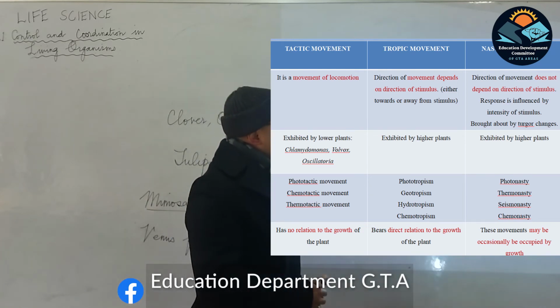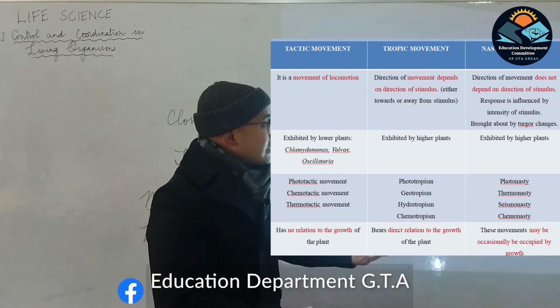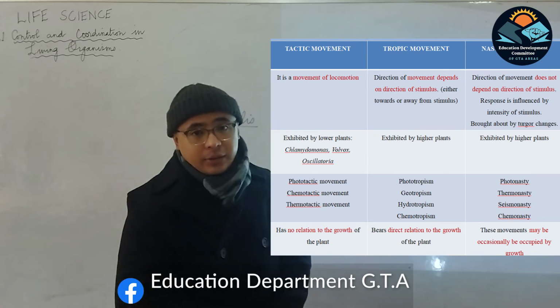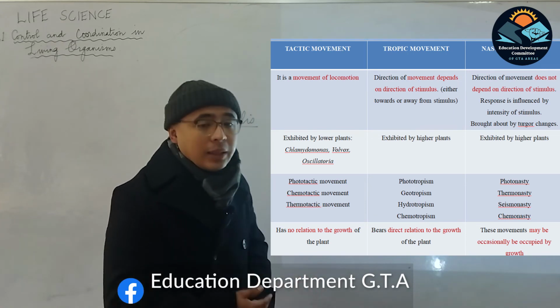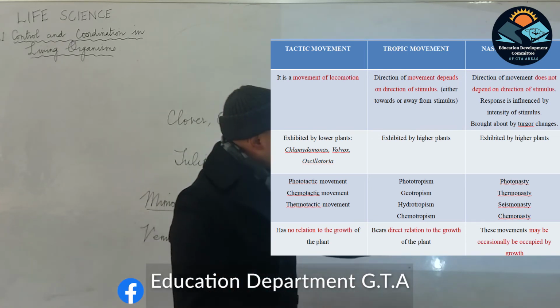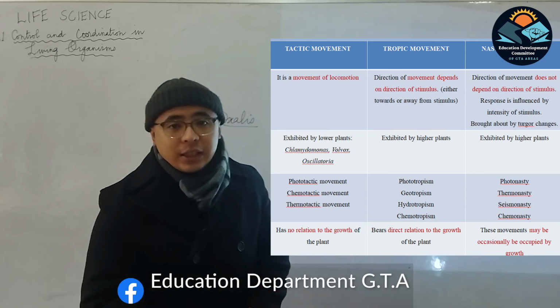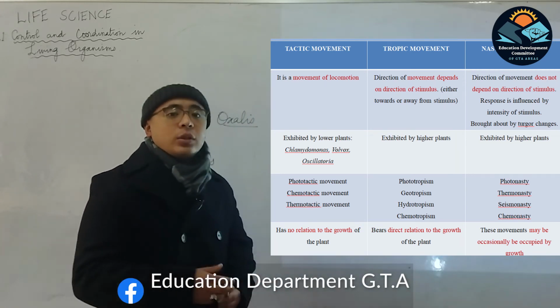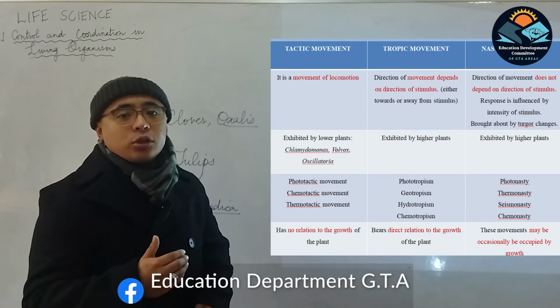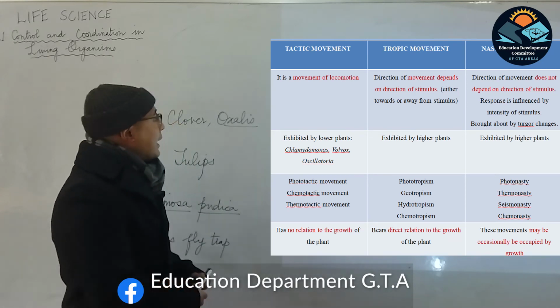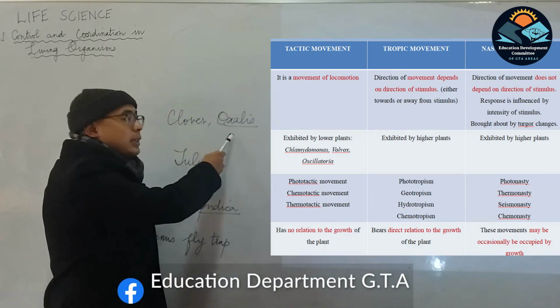Now, again, Nastic movement, like tropic movement, is exhibited by higher plants. The different types of Nastic movement are as follows. The first one is Photonasty. Photonasty is a Nastic movement which is exhibited by plants in response to light. Here an example would be clover and oxalis.